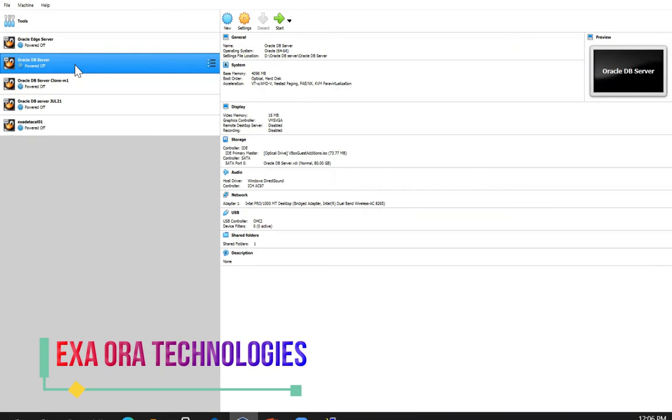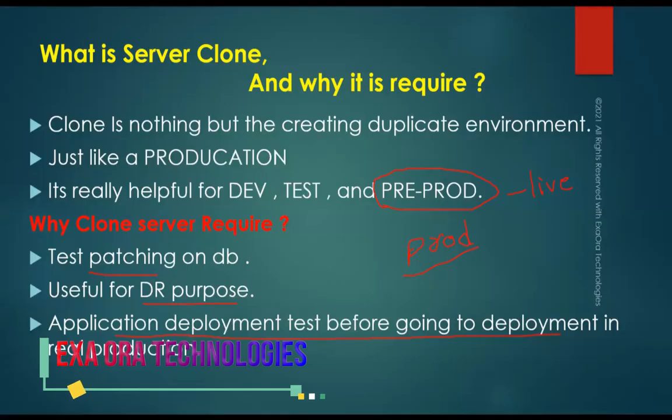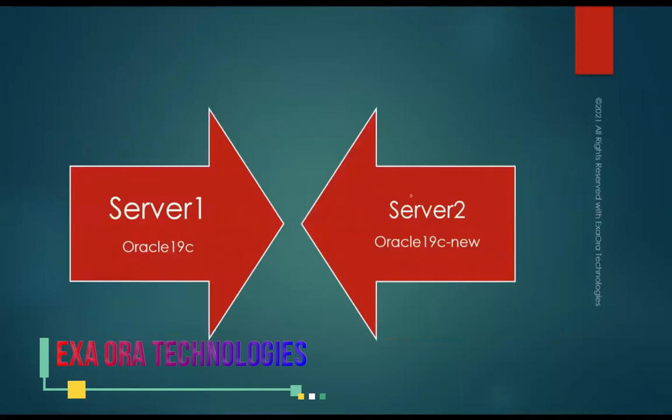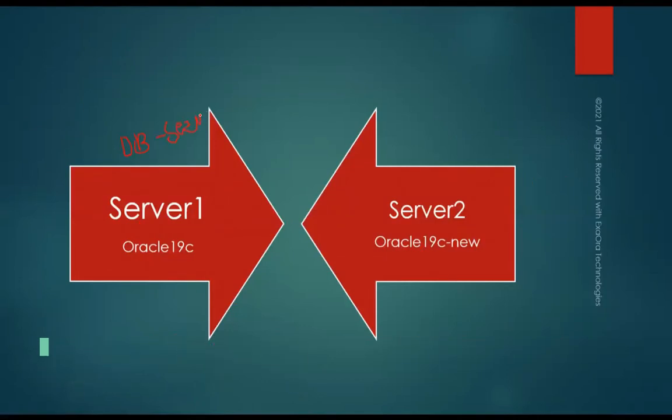एक दूसरे पे डिपेंड नहीं रहेगा. Example, let's discuss next example. Suppose this is the server. Okay, this is called a DB server 1. ओके आपको डीबी सर्वर एग्जिस्टिंग जो सेटअप है इसका आपको क्लोन बनाना है.